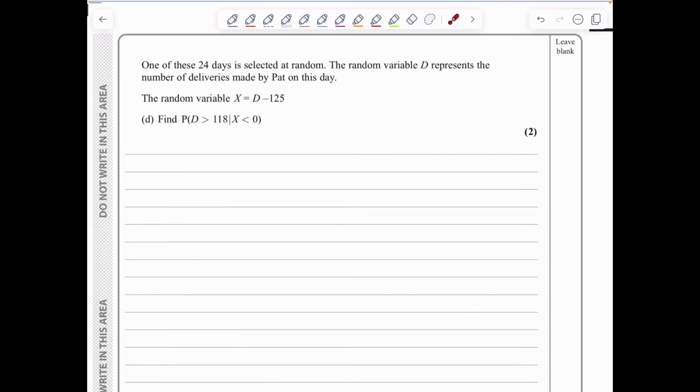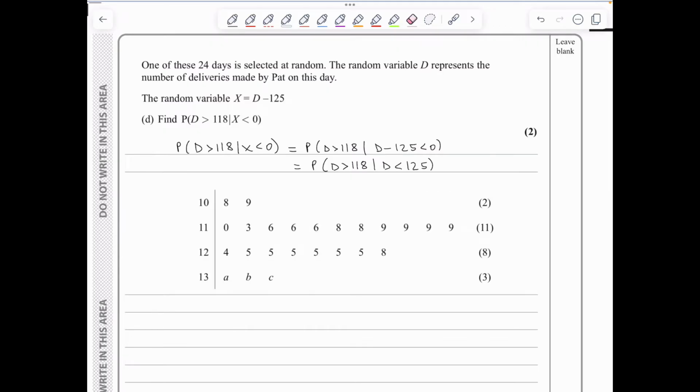Now, one of these 24 days is selected at random, and the random variable capital D represents the number of deliveries, and the random variable capital X is defined to be D minus 125, and we need to determine the probability of D greater than 118 given that X is less than 0. So I will start by expressing this entirely in terms of D. So this is the probability of D being greater than 118 given that D minus 125 is less than 0, which is simply the probability of D greater than 118 given that D is less than 125.